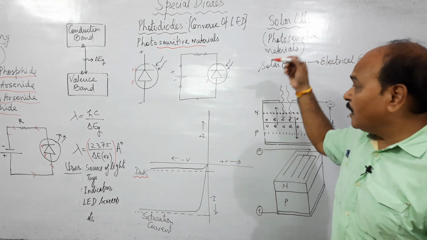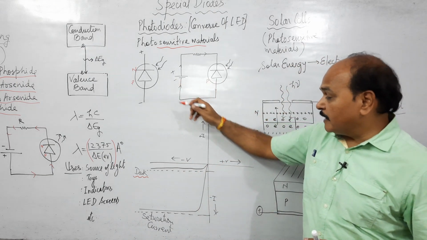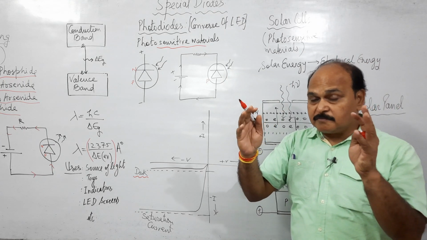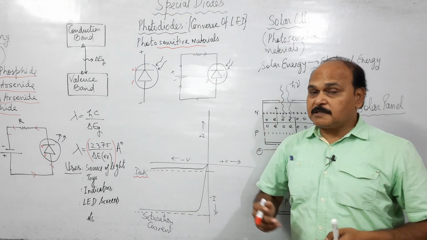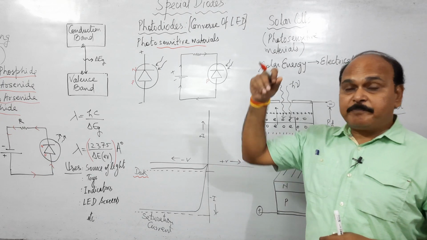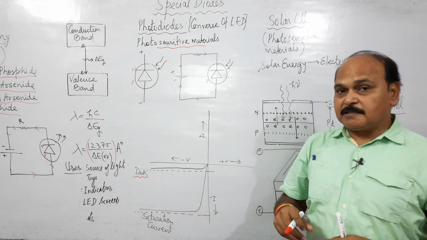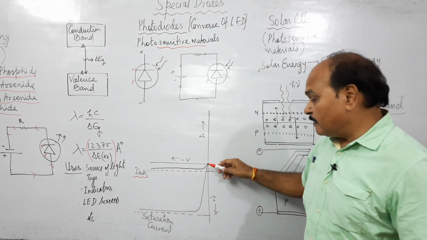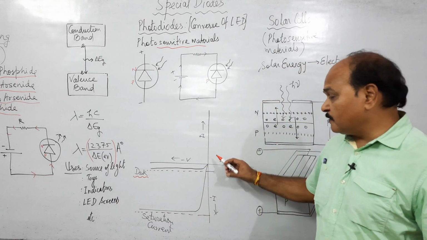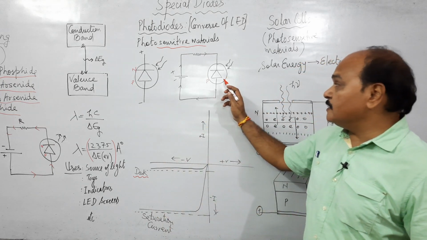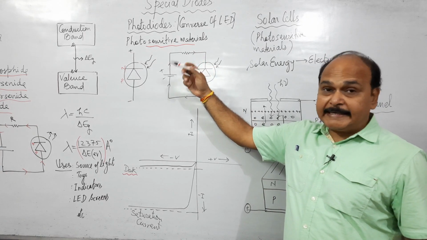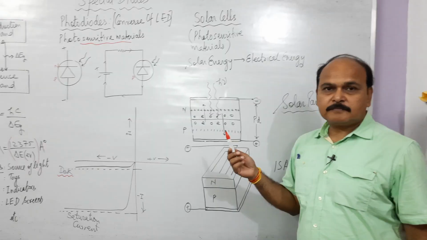But what happens when light falls over these diodes connected in reverse bias? Some additional minority charge carriers, some additional electron hole pairs, are generated, and these electron hole pairs add to the pre-existing minority charge carriers. As a result there is a high value of reverse saturation current, and because of this high current passing through the diode, these diodes start conducting. Photodiodes are used to detect optical signals.